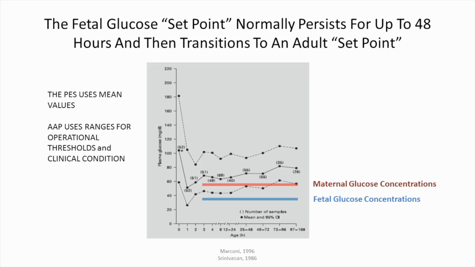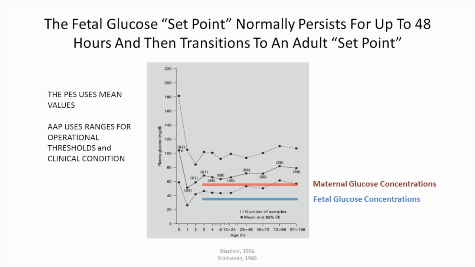So the first 48 hours of life is absolutely unique and called transitional hypoglycemia, where a transitional hyperinsulinemia is responsible for this observation in the first 48 hours of life.